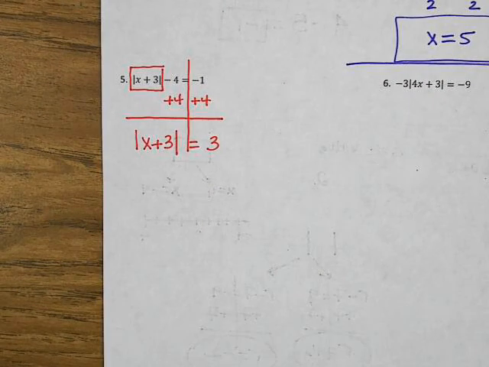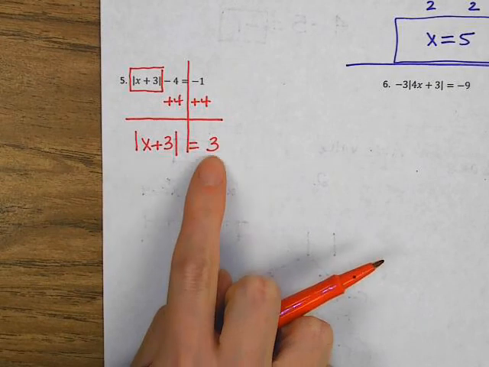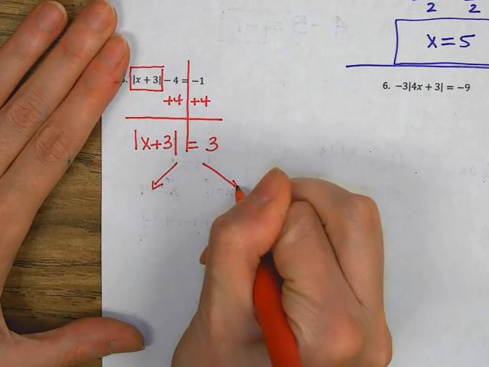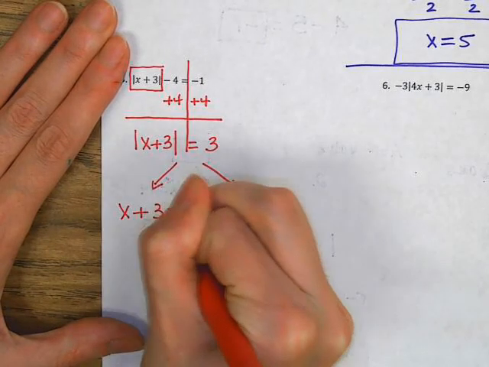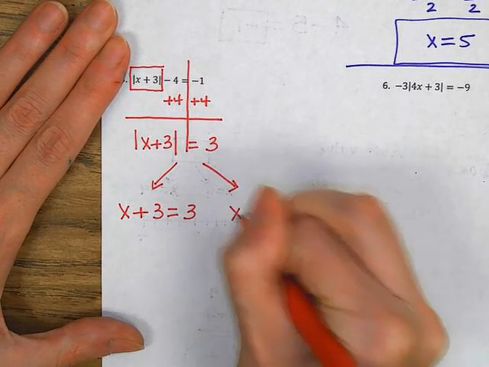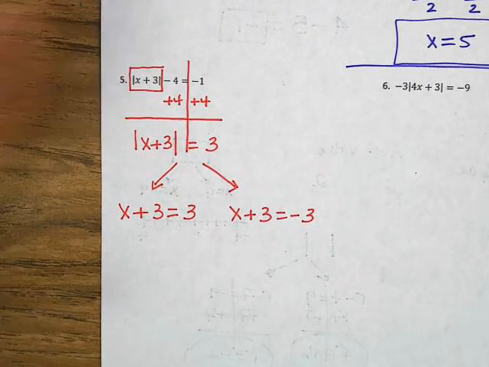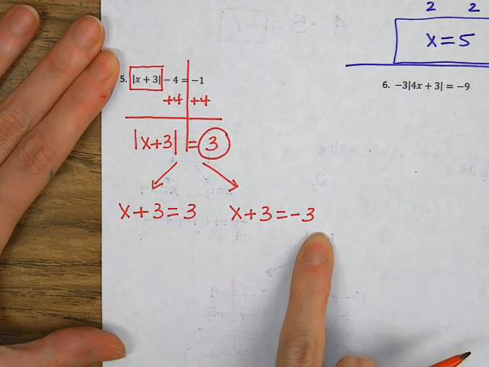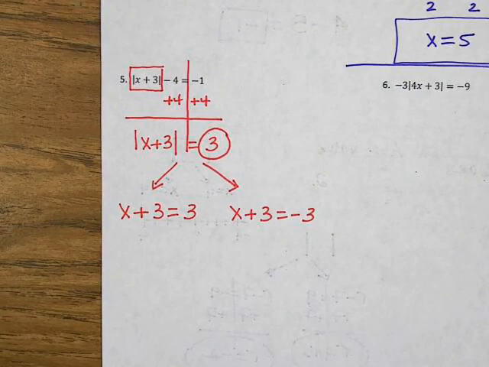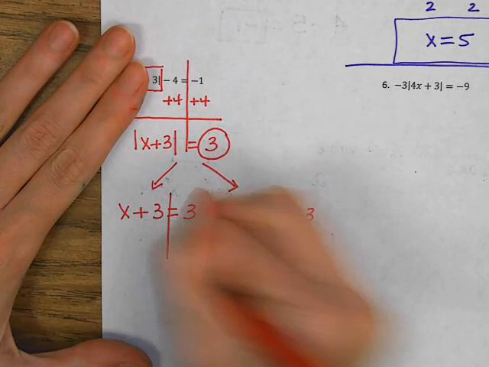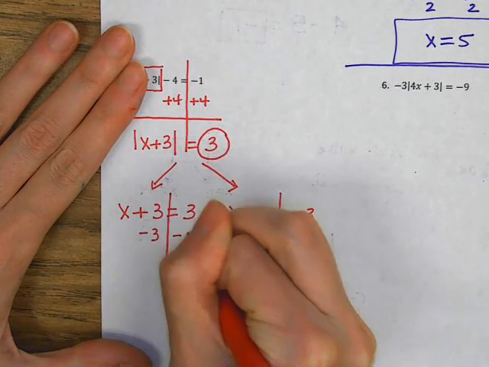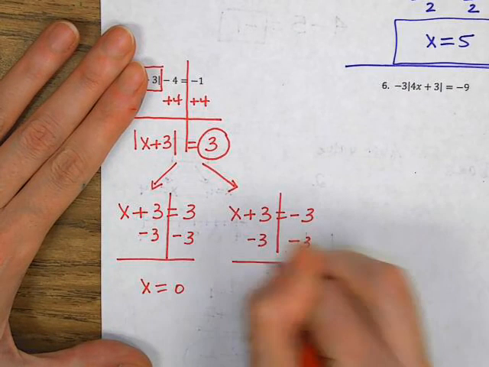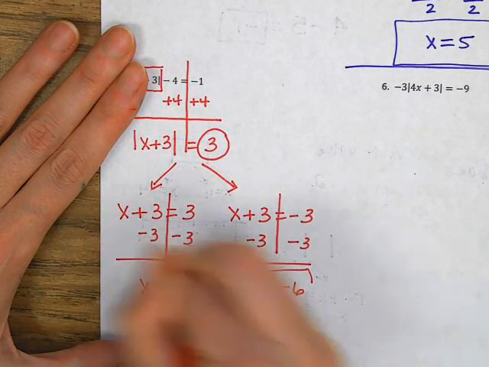Okay, now that we're isolated, we need to get two numbers that are 3 to the left and 3 to the right. So we need to set up two equations. One of them is going to be x plus 3 equals positive 3, and the other one's going to be x plus 3 equals negative 3. So your two equations are going to be the positive and negative version of the number on the right-hand side. And then the solving's really easy. Draw the wall, minus 3, you get x equals 0. Minus 3, you get x equals negative 6. So those are your two answers.